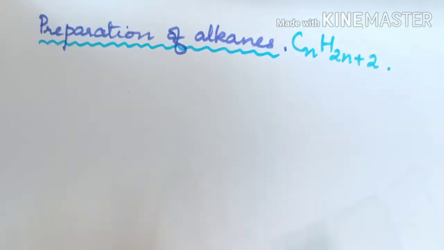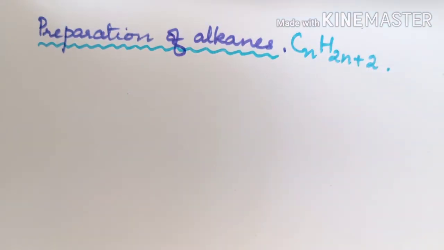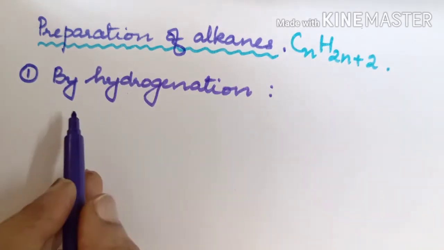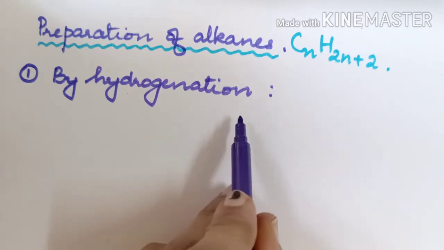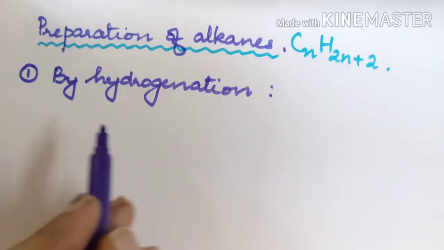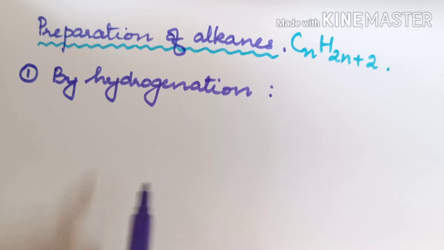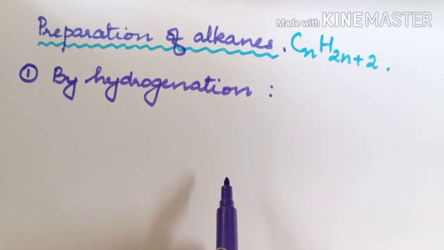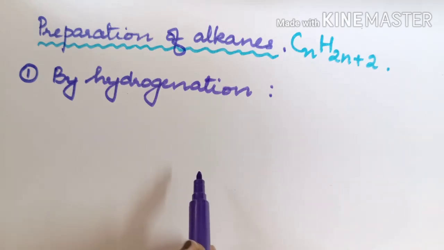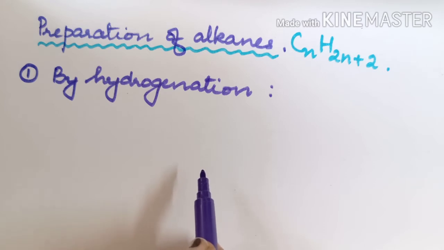It can be prepared starting from unsaturated compounds like alkenes. What is the way out? We'll just check. The method is known as hydrogenation reaction. When alkenes or alkynes are subjected to hydrogenation reaction, you find it will result in the corresponding alkane.